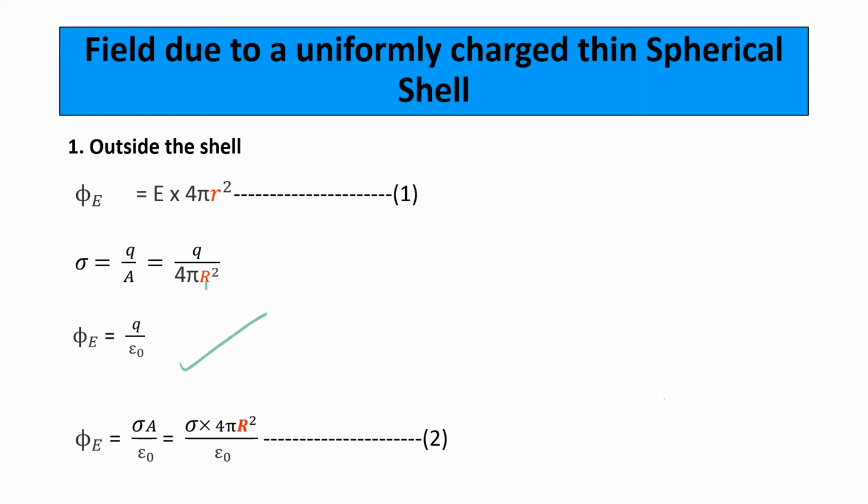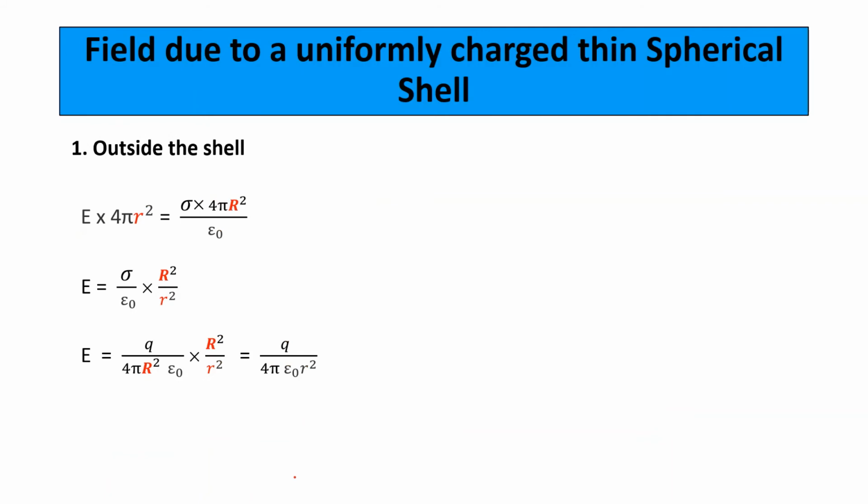Phi E is equal to Q by epsilon naught according to Gauss law. In place of Q, now you can replace with sigma A. Sigma A is equal to Q. Phi E is equal to sigma into A, which is 4 pi R squared, divided by epsilon naught. Now you have two equations for electric flux phi E and you can equate them. Since the left hand side is the same, you can equate the right hand side. Therefore, E into 4 pi r squared is equal to sigma into 4 pi R squared by epsilon naught.